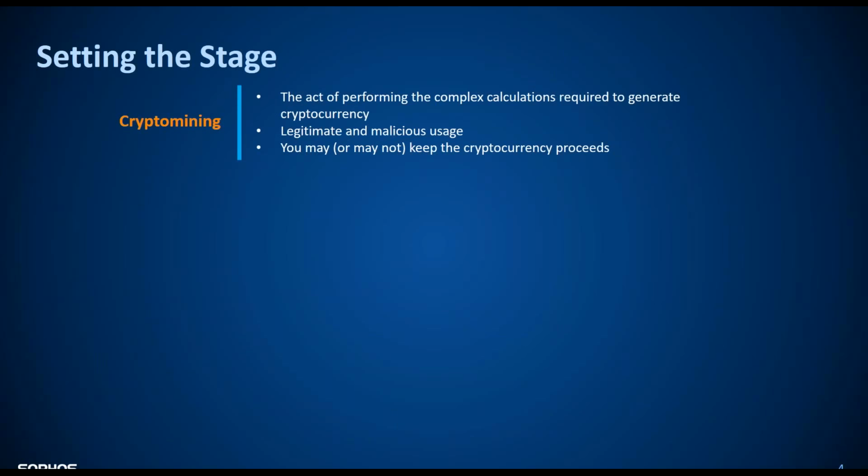So let's set the stage for today's webinar. What will we be talking about? Well, basically we will be talking about crypto mining. So what is crypto mining? Crypto mining is the act of performing complex calculations required to generate cryptocurrency. So in most cryptocurrencies like Bitcoin or Monero, you will have to perform very complex mathematical functions to generate new cryptocurrency.